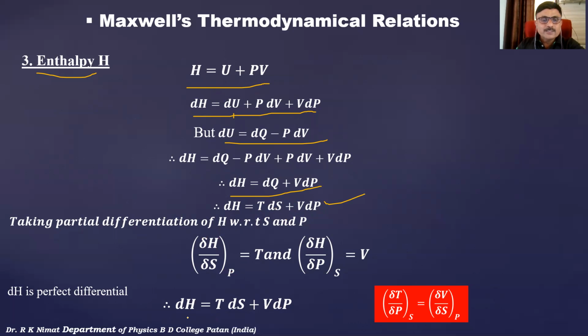Again, this thermodynamic potential is in the form of dz = M dx + N dy. Hence, because dH is a perfect differential, you can write (∂T/∂P) at constant S is equal to (∂V/∂S) at constant P. This is Maxwell's second thermodynamic relation or second thermodynamic equation.